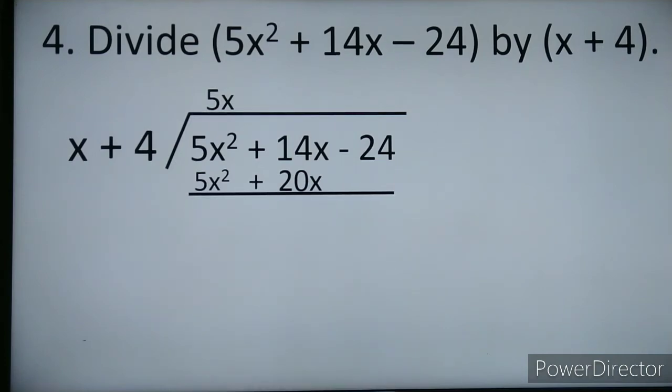Then subtract. If we subtract 5x squared minus 5x squared, the answer is 0. So we will proceed to 14x minus 20x, the answer is negative 6x. Then, bring down negative 24.